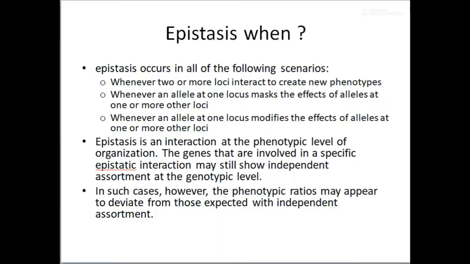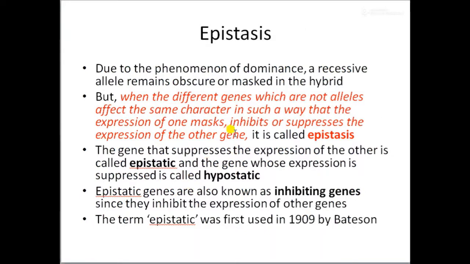So just keep that in your mind. Rather than saying that when different genes which are not alleles affect the same character in such a way that the expression of one masks, inhibits or suppresses, instead of that, you need to say it is when it masks, inhibits, modifies or suppresses the expression of the other gene, then we consider it under epistasis.